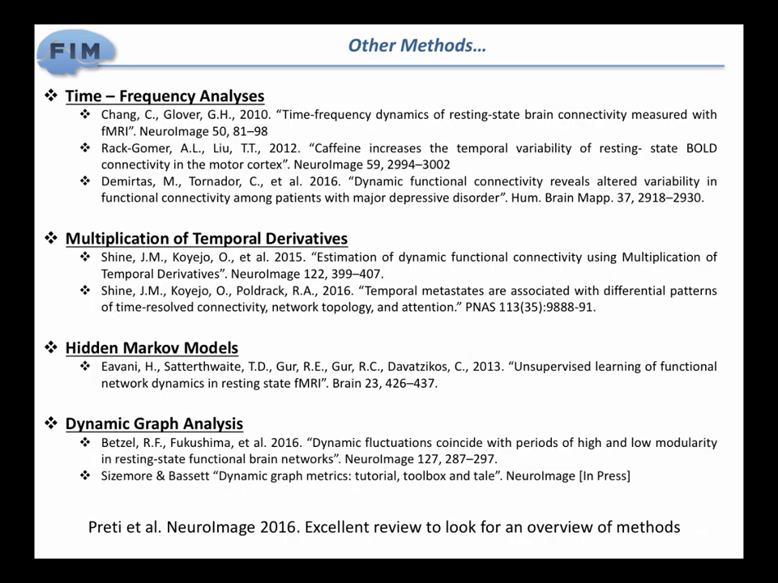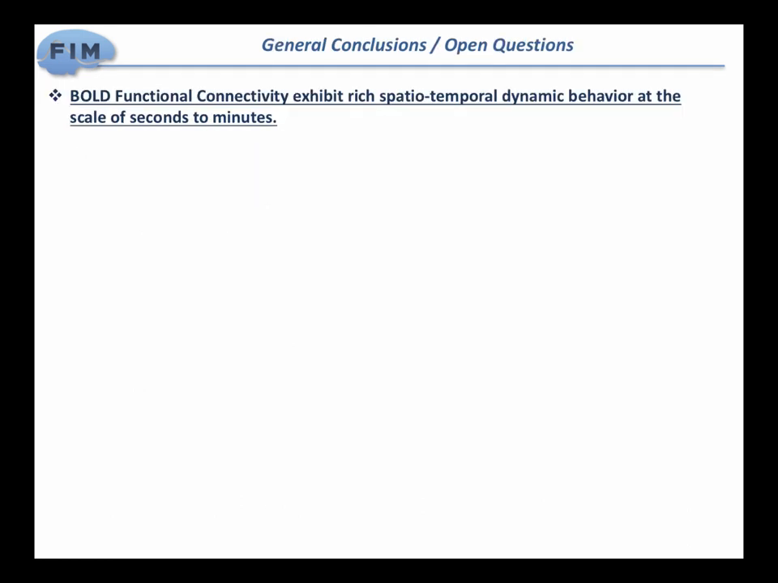And then just for your joy, here are a lot of other methods, mostly taken from the review. There are time frequency analyses, which open a whole other dimension into your data. There are methods based on multiplication of temporal derivatives, hidden Markov models, dynamic graph analysis, you name it. It's an exploding field with a lot of options, and it's hard to choose. That's all, unfortunately, what I can tell.